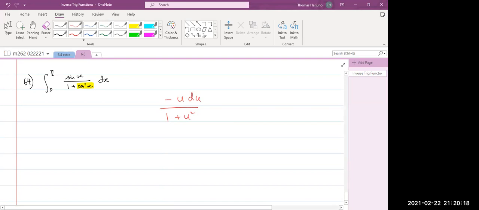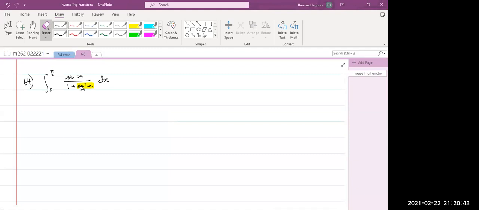So later on it becomes like that, which is a lot easier to integrate. That will be negative tangent inverse of u, right? Now the thing is, you won't be able to see that instinct if you don't get used to doing that, though. That's the thing.